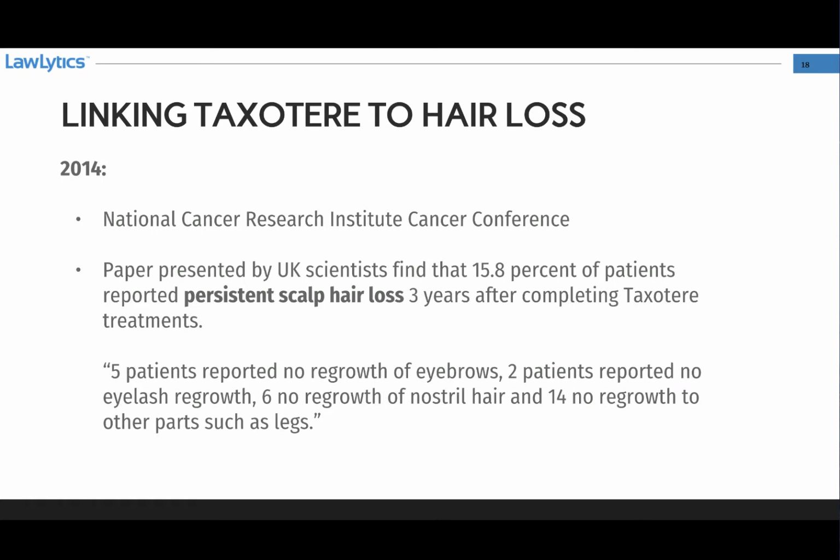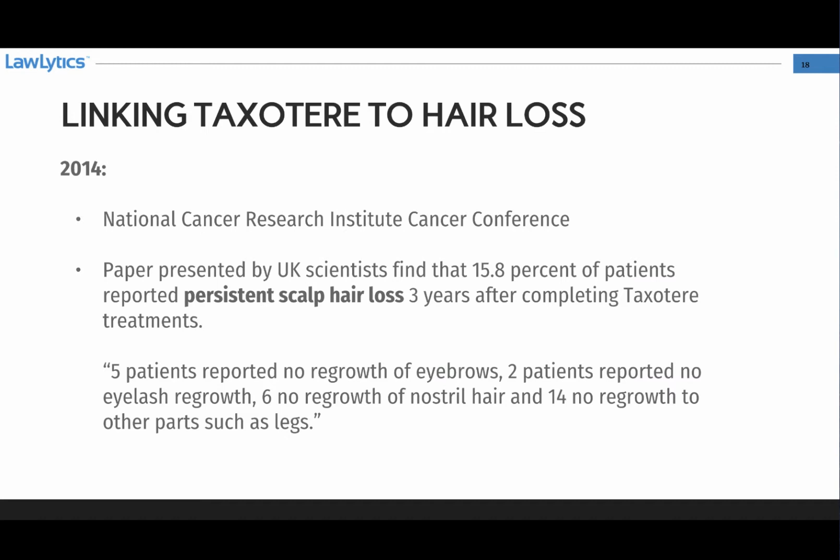Another study came in 2014, and this was at the National Cancer Research Institute's 2014 Cancer Conference. This is a group of scientists in the United Kingdom that presented a paper that found that as many as 15.8% of patients reported persistent scalp hair loss up to 3 years after they had completed their treatments with Taxotere.